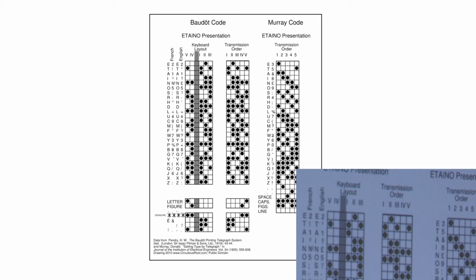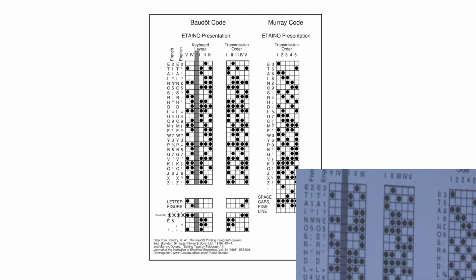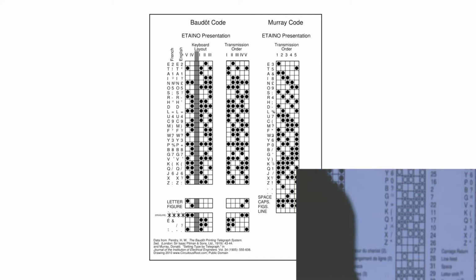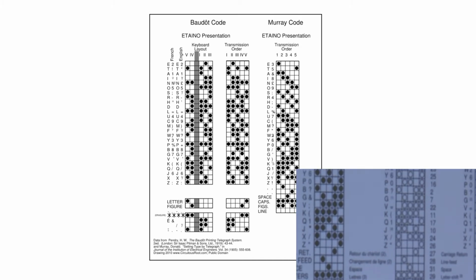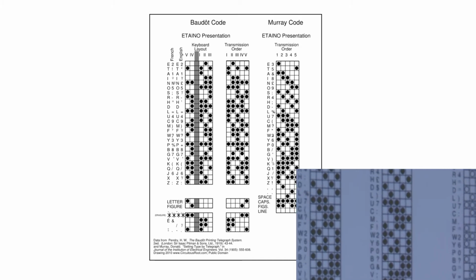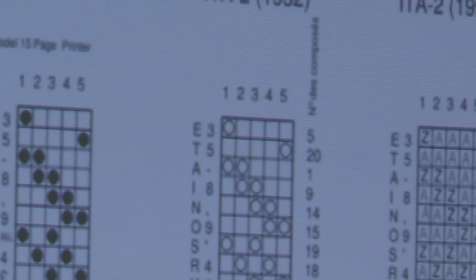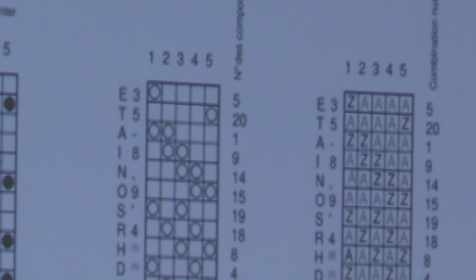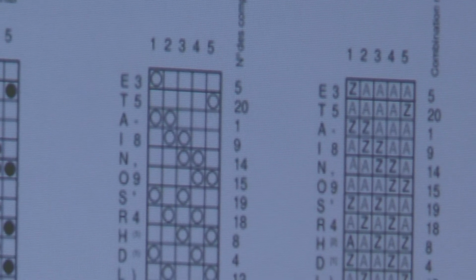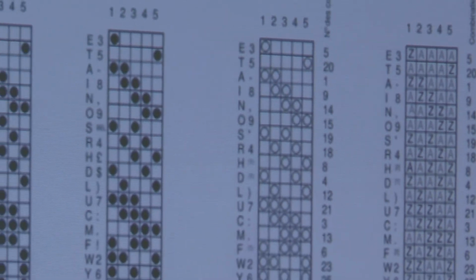And then this one is basically what Murray came up with, optimising the code. You can see the ones at the top, there are slightly fewer dots. And he also came up with line feed and space as well. So this is the Murray code, beginning of the century, 1900s. This is what was actually in the ITA2 code specification in 1993, and you can see it's almost identical. So no real change. It really should be called the Murray code.